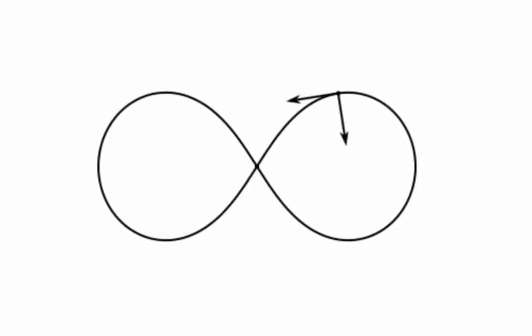But the path does not necessarily have to be a circle. Here's a particle that's moving at constant speed, but it's moving in this curve, which looks like an 8. So again, here is the velocity vector, which is tangent to the curve, and here is the acceleration vector, which is perpendicular to it.